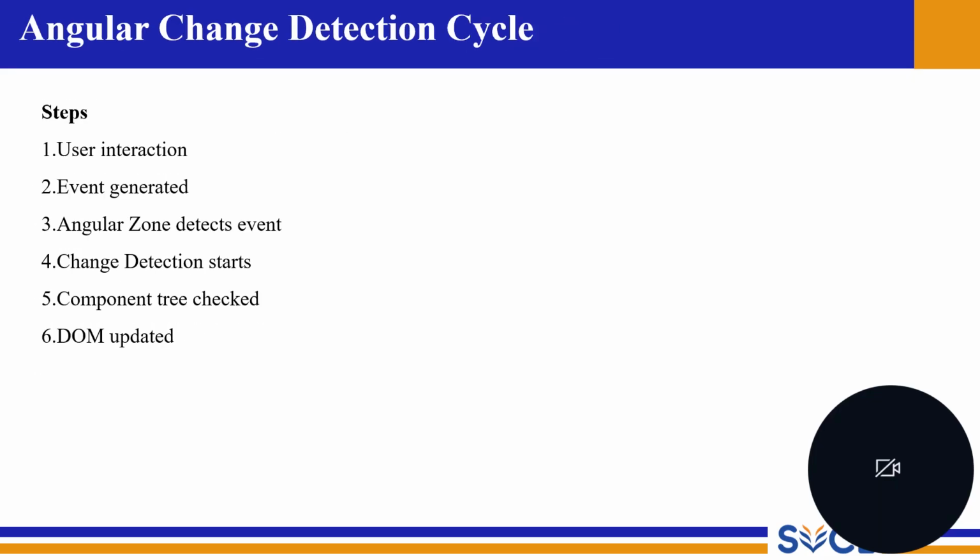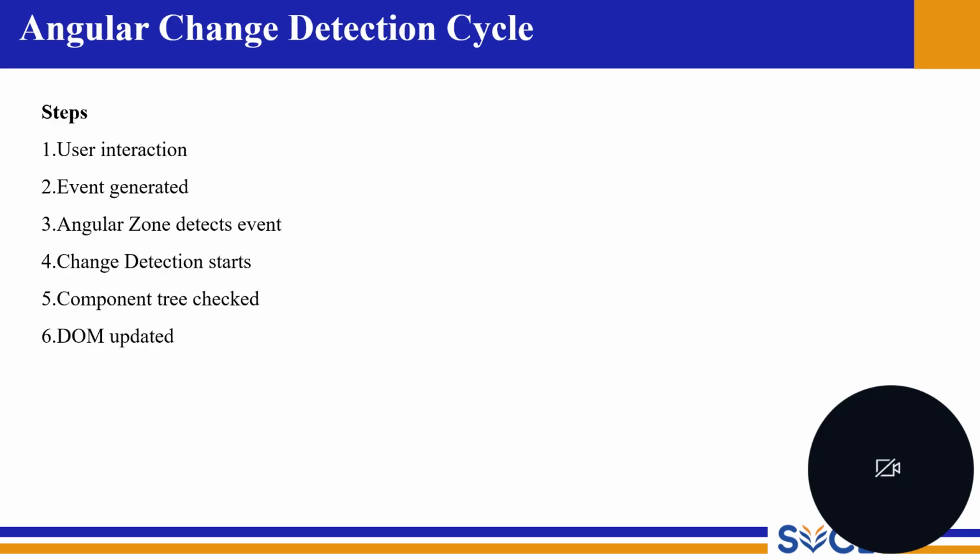So the Angular change detection steps are, in total, 6 steps. First one is user interaction. The process begins when the user interacts with the application. Examples include clicking a button, typing in a text box, selecting an option, or submitting a form. For example, a user clicks the add to cart button. Second one, event generated. The user action generates an event such as click, keyboard input, mouse movement, or API response. This event tells Angular that an action has occurred. For example, clicking the add button generates a click event.